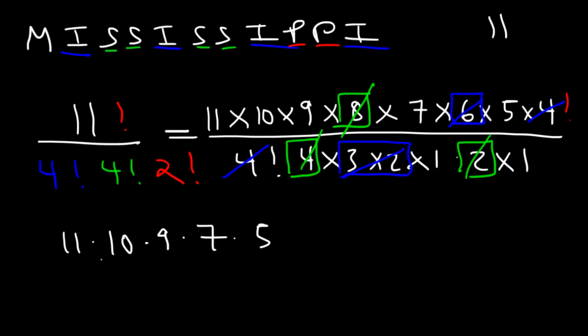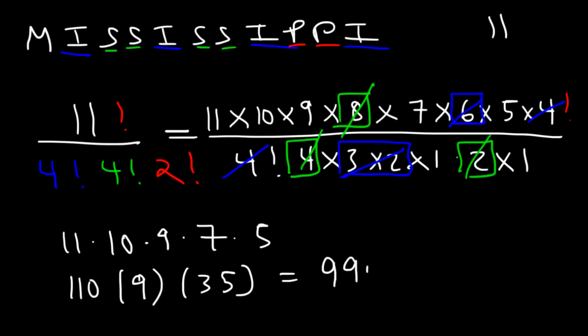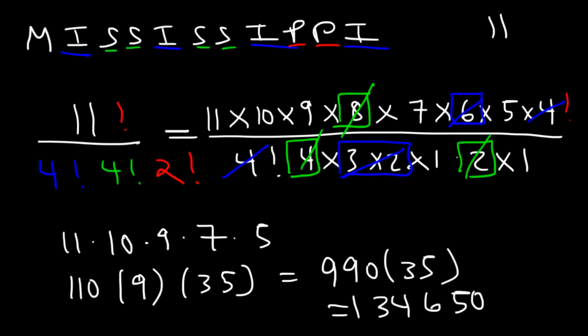So 11 times 10 is 110, and 7 times 5 is 35. Now, 110 times 9, I believe that's 990. Now we need to multiply 990 by 35. And I'm going to use a calculator at this point. So this will give you 34,650. So that's the answer.